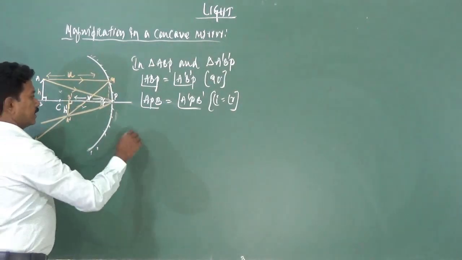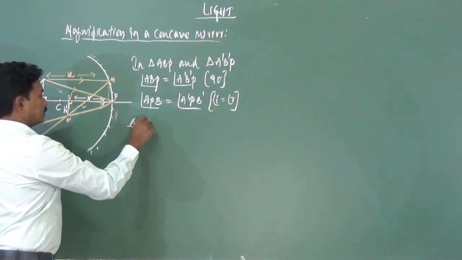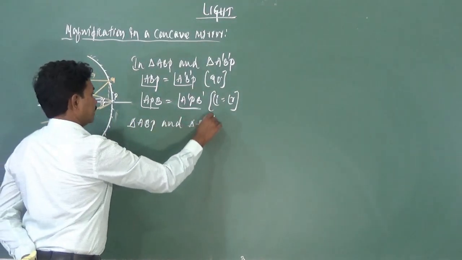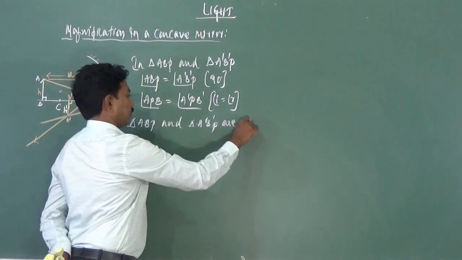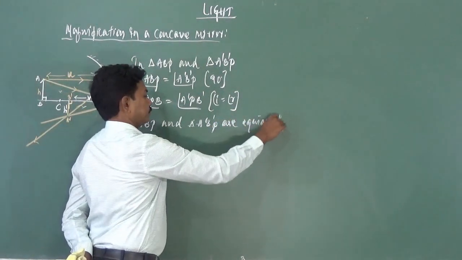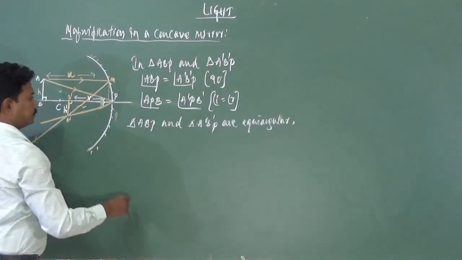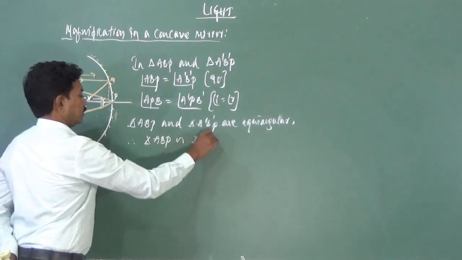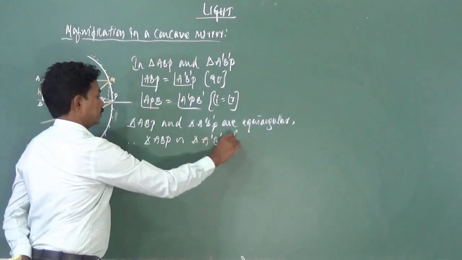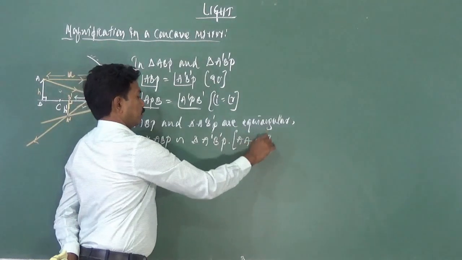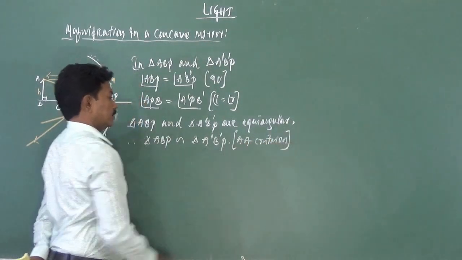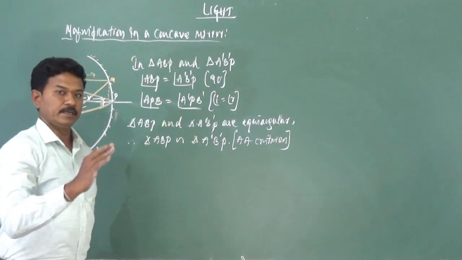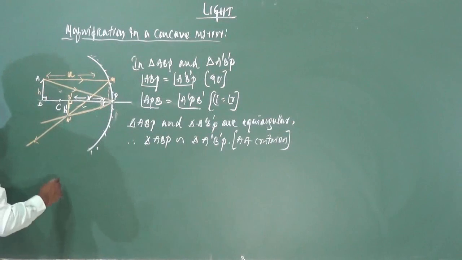So now we will write the similarity: triangle ABP and triangle A dash B dash P are equiangular. Therefore, triangle ABP is similar to triangle A dash B dash P, according to the AA criterion. If two triangles are similar, then their corresponding sides will be proportional. So now let us take the proportionality.